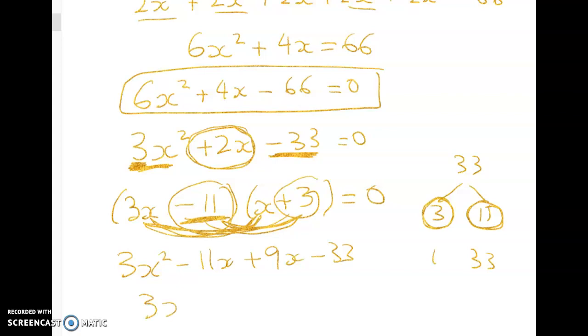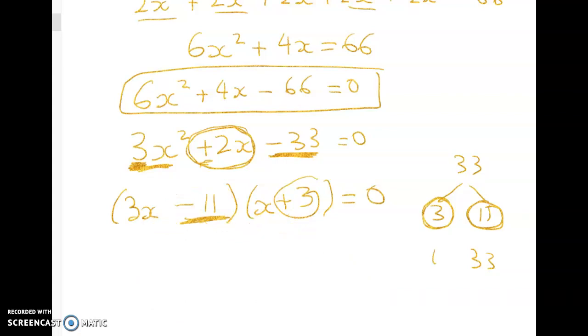The problem with this is that that would give me 3x squared minus 2x minus 33 equals 0. I don't want minus 2x, I want plus 2x. So there's one small thing that I can change. So let's get rid of all that, and some of the mess in here. Oh, that was cool. There we go. Let's get rid of the minus and the plus and see if we can change it a little bit.